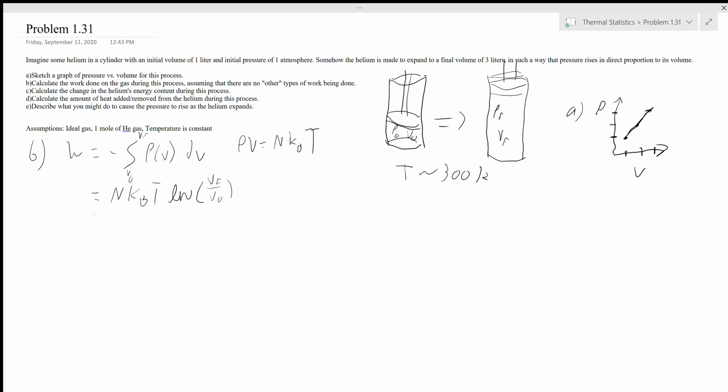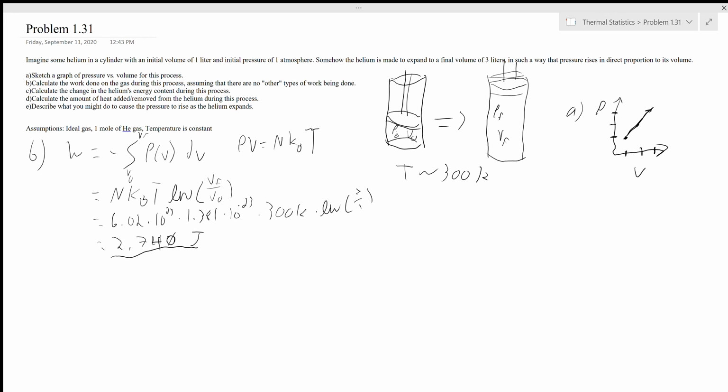Now plugging in the numbers for this gives me 6.02 times 10 to the 23rd times 1.381 times 10 to the negative 23rd times 300 Kelvin times the ln of 3 over 1, which gives me a work of 2,740 joules. Let me make that a little better. So this is the work done on the gas here.